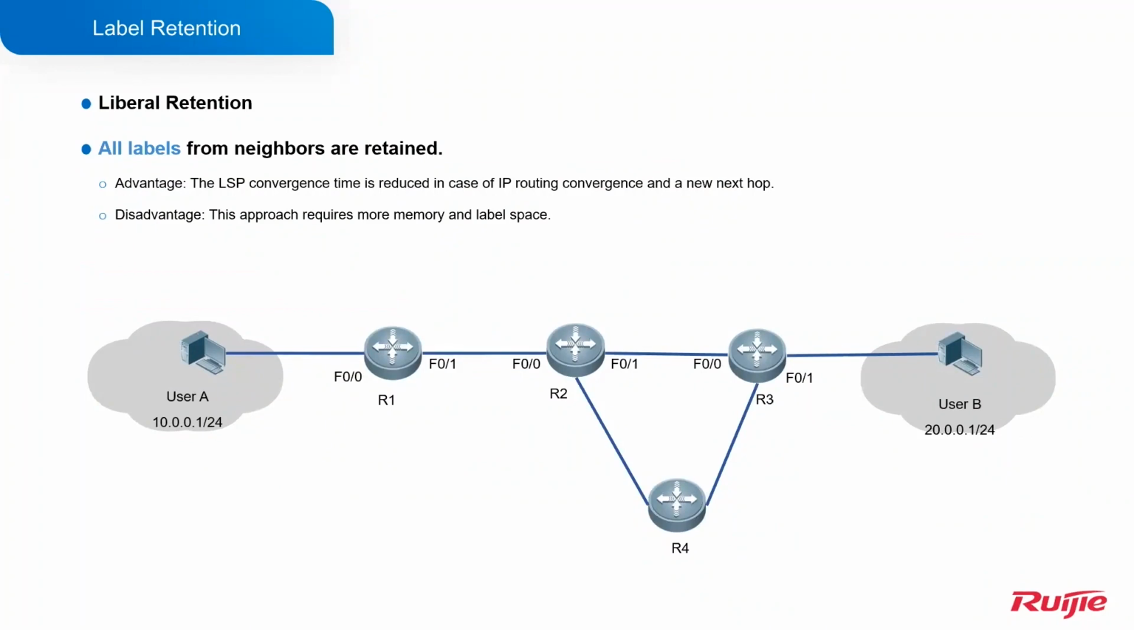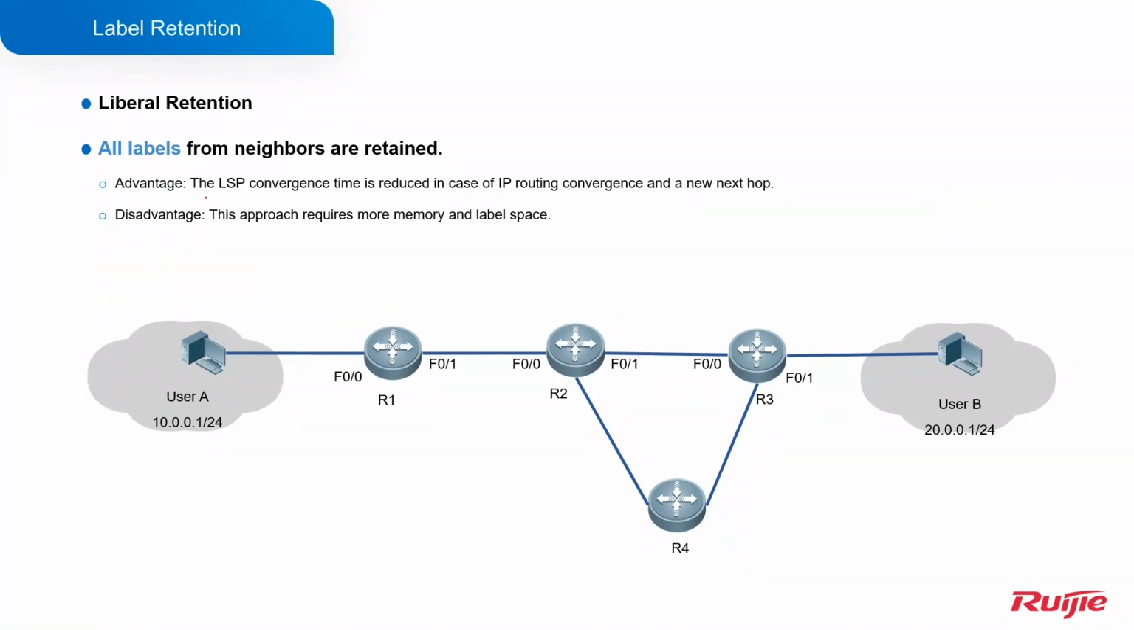And another one is label retention. We have liberal retention and conservative retention. What's the difference? If you have multiple paths, you may receive multiple labels for the same FEC. We retain everything, or maybe only keep the best path. If you retain all labels from your neighbors, this belongs to liberal label retention.